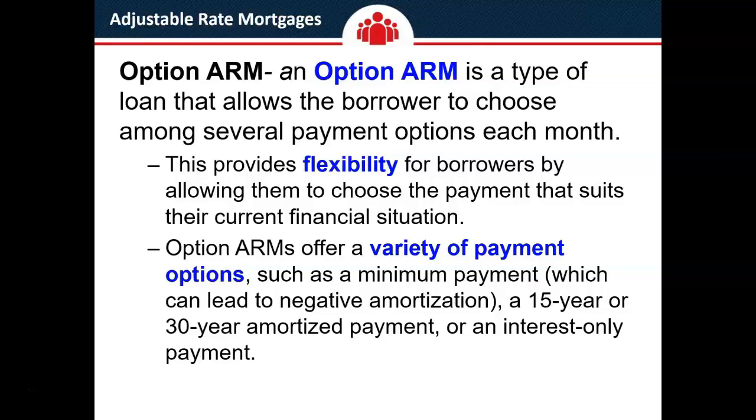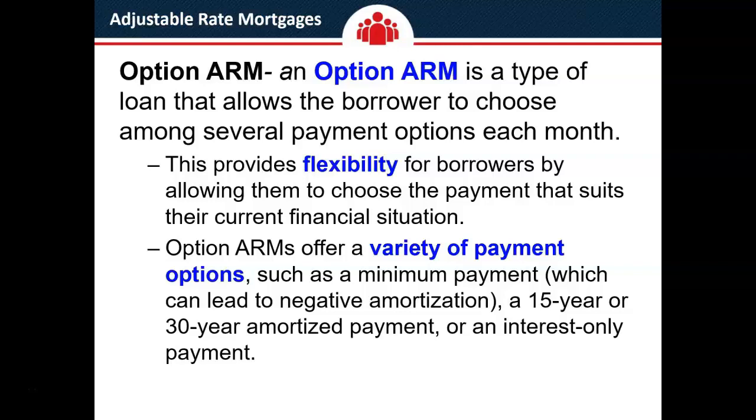Now, another type of ARM, not as popular anymore, but it was one of the things that led to the whole subprime mortgage meltdown, are option ARMs, or they're called payment option ARMs. They don't do them a whole lot anymore, but you still need to understand it. An option ARM is a type of loan where the borrower can choose from several payments each month. It gives the borrower the flexibility to choose a different payment amount that suits their current financial situation each month.